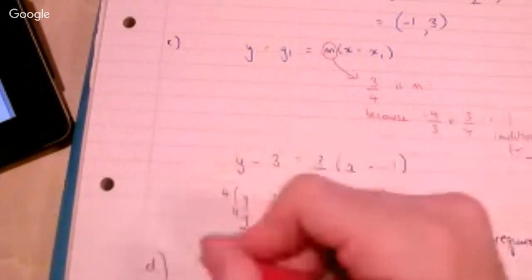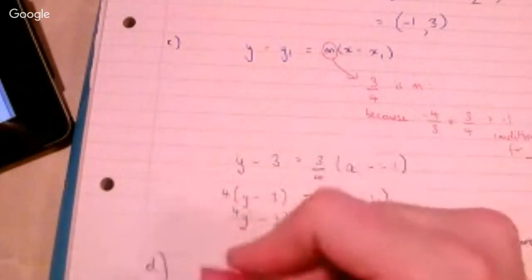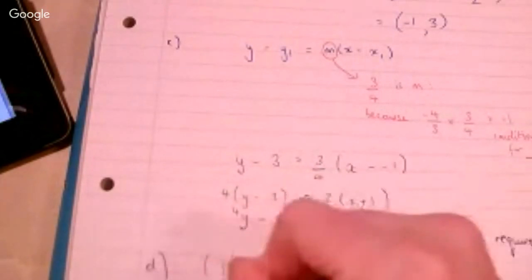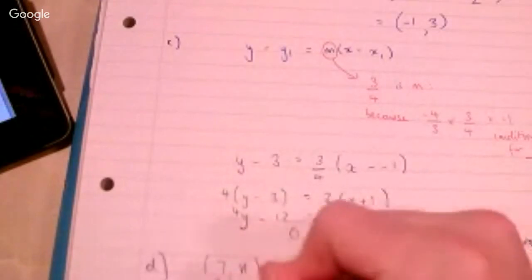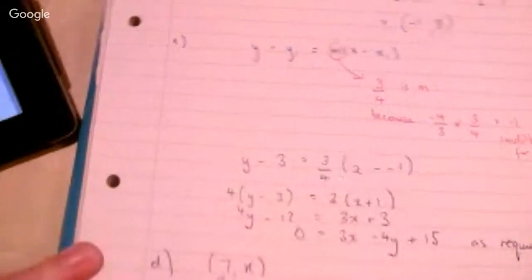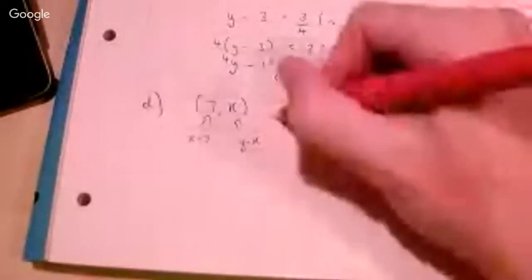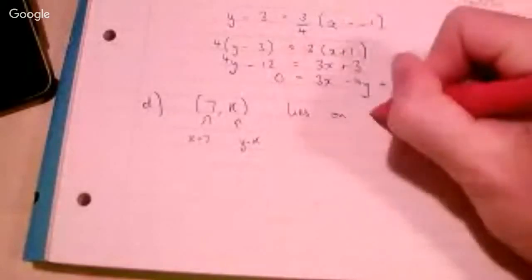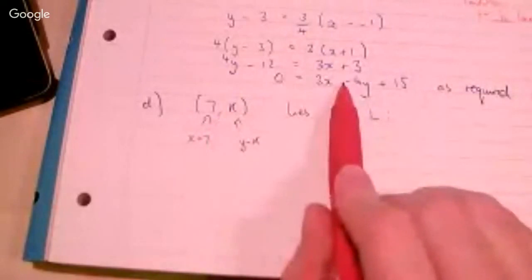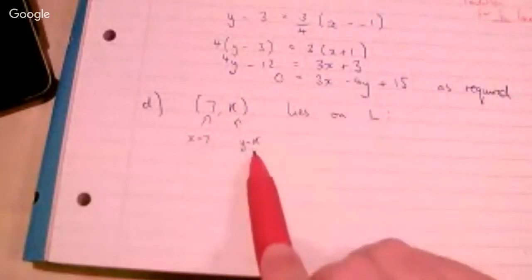For part D, we are told that the point D lies on L and has the coordinates (7, k), where 7 is what x is, and k is what y is, because our coordinates were written x and y. I'll move it so you can see a bit better. Because this lies on L, I can sub these coordinates into the equation I've just got to work out what this missing value is.